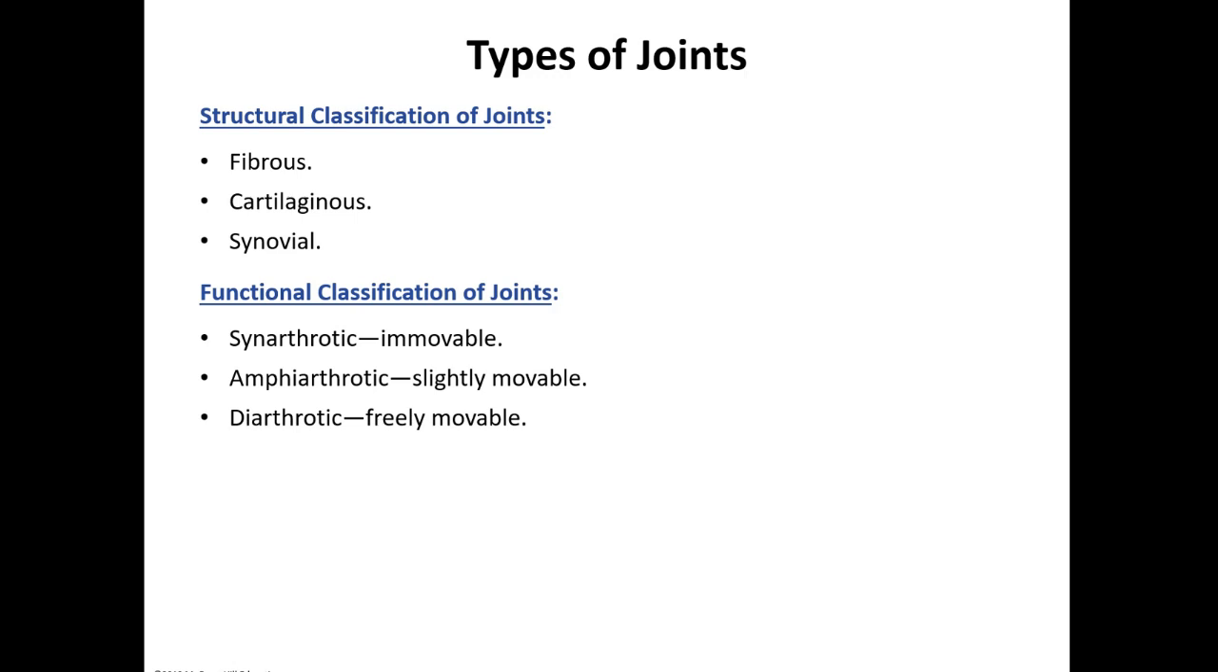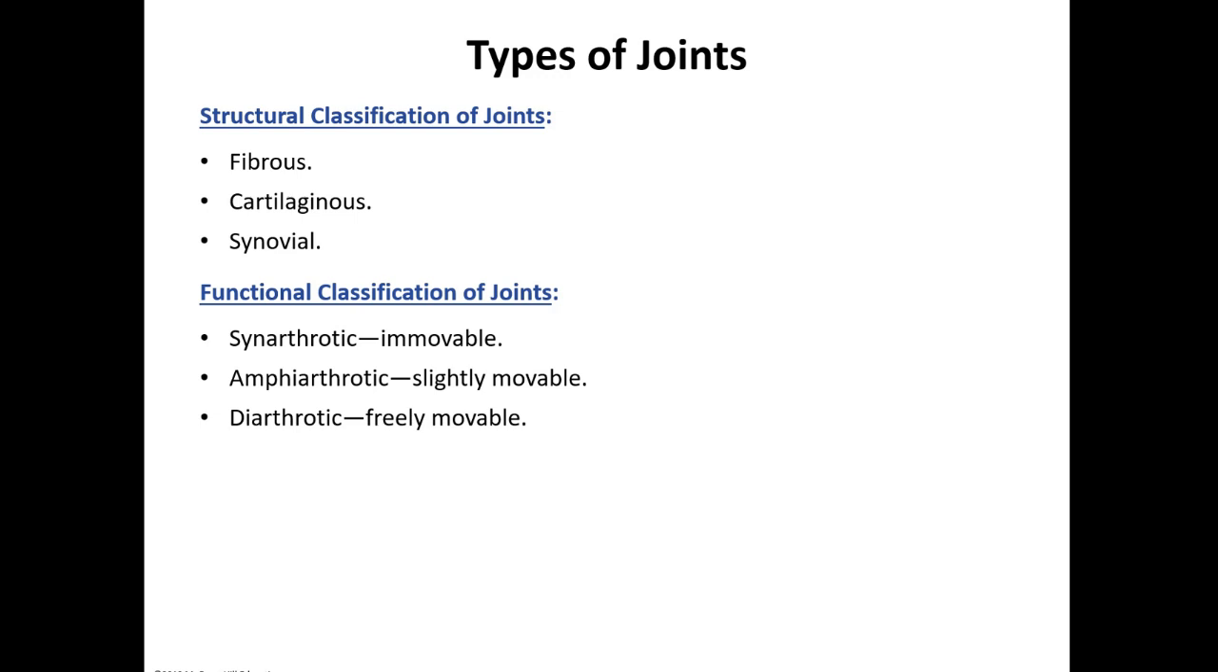We can classify joints of our body into structural joint types, or we can classify them into functional joint types. The structural joint types can be separated into three different types: fibrous, cartilaginous, and synovial. The functional joint types can be classified into synarthrotic, amphiarthrotic, and diarthrotic.